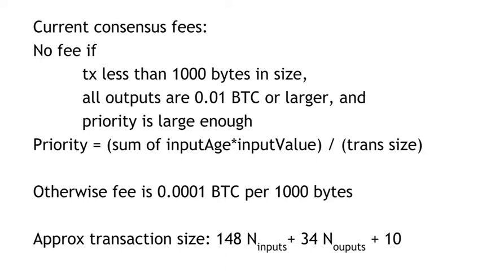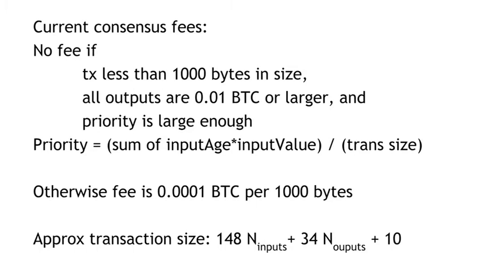The priority formula works like this. You look at all of the inputs to the transaction, and for each one you add up the product of the age of that input times the value of that input in Bitcoins. You add that up over all the inputs, then you divide by the transaction size. So if you meet these three requirements, then no fee will typically be charged, and your transaction will be relayed, and it will be recorded in the blockchain without a fee. Otherwise, a fee is charged, and that fee is about 0.0001 Bitcoins per 1,000 bytes. And that's a fraction of a US penny per 1,000 bytes.